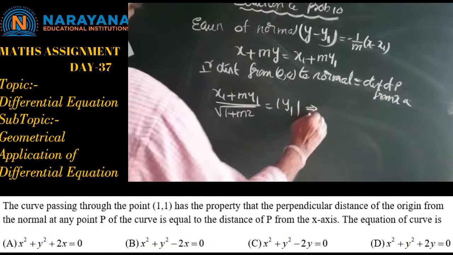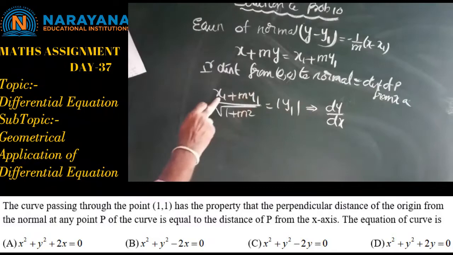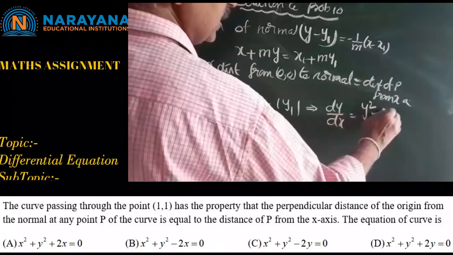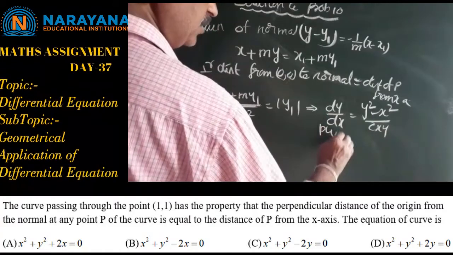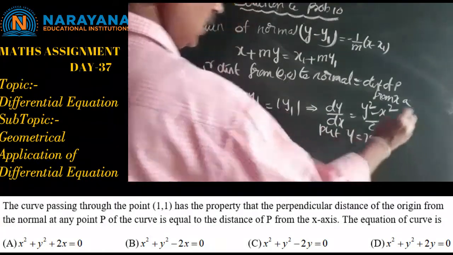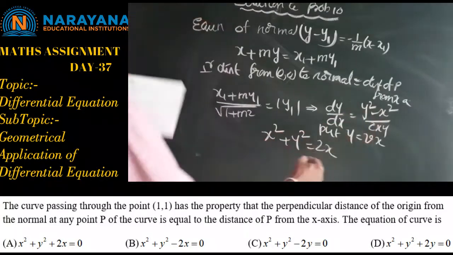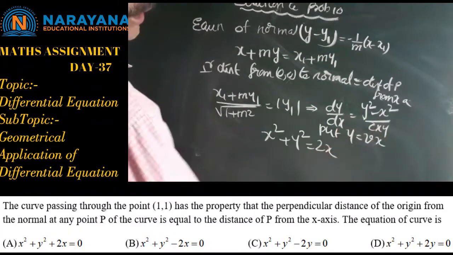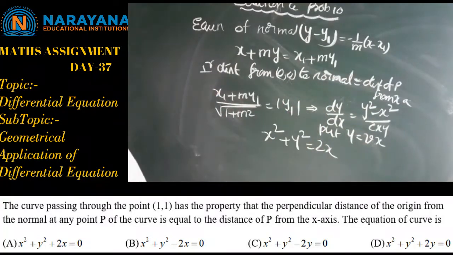After simplifying, you can get dy by dx, because m is replaced with dy by dx, x1 is replaced with x, y1 is replaced with y. You can get this as y square minus x square by 2xy. Put y equal to vx to solve the equation. After solving, you can get x square plus y square equal to 2x, because the curve is passing through 1 comma 1. If you substitute 1 comma 1, you get the equation x square plus y square equal to 2x, which is the required answer.